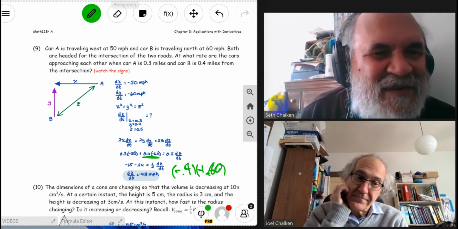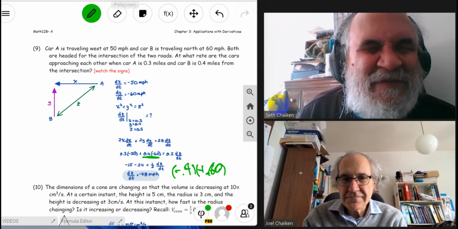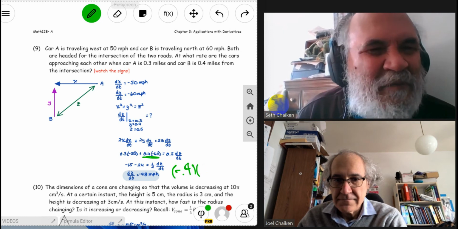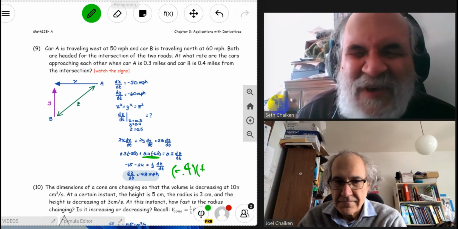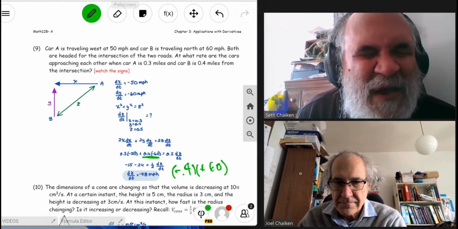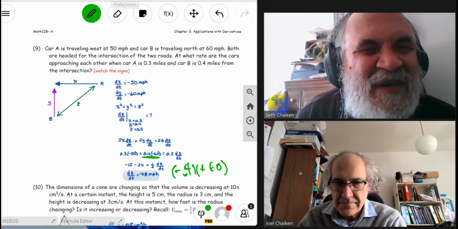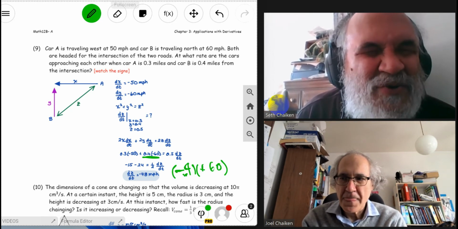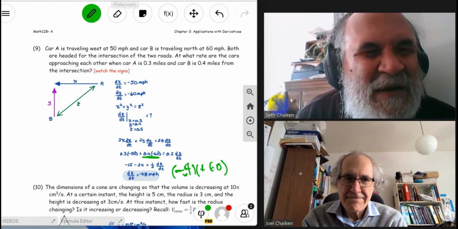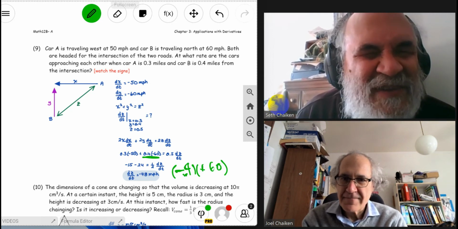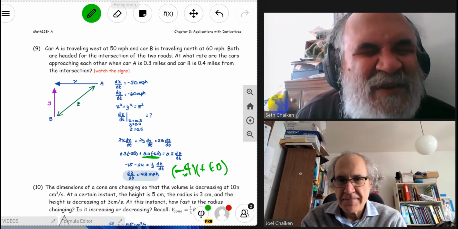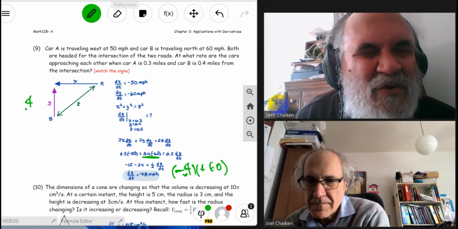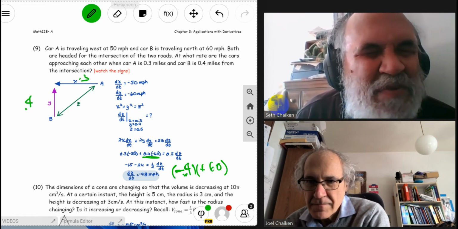So, what's the question? The situation is car A is moving west at 50 miles per hour, and car B is moving north at 60 miles per hour. Both are headed for some intersection of roads. Okay, so we presume the geometry is something like this. And then the question is, at what rate are the cars approaching each other? But there's more data. When car A is 0.3 of a mile and car B is 0.4 of a mile from the intersection.